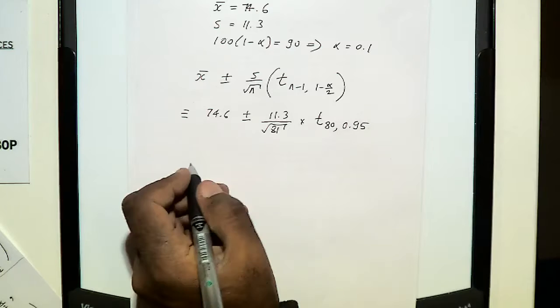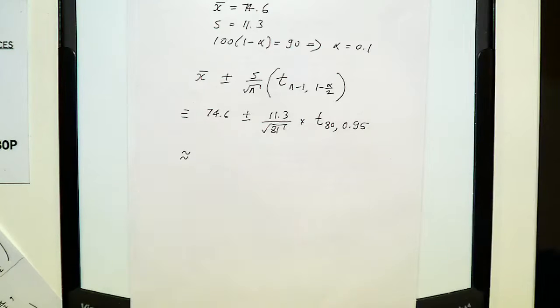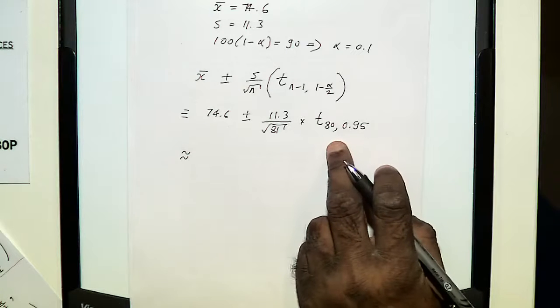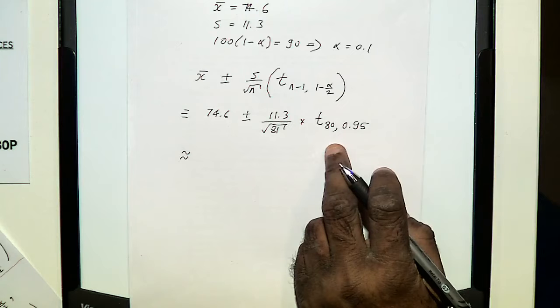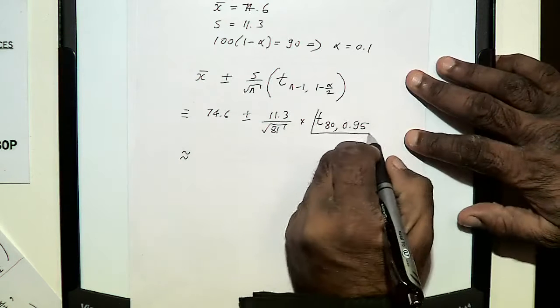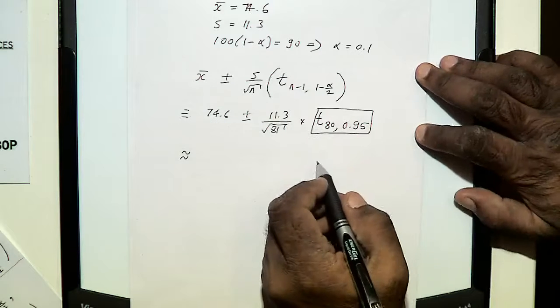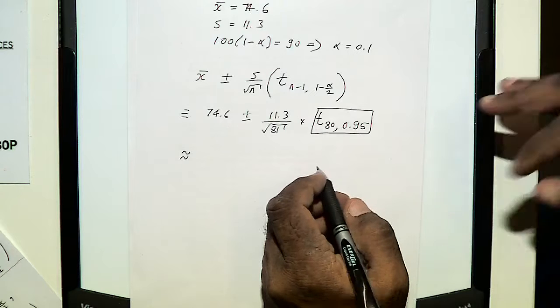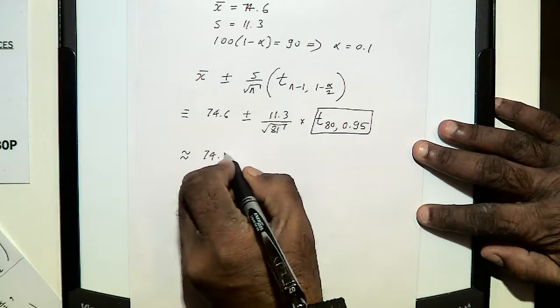Now, one property I mentioned earlier in one of the review sessions a long time ago is that the t random variable approaches the standard normal variable as the degrees of freedom approach infinity. In statistics, anything above 25 we can consider as large. 80 is certainly greater than 25. So in that case, you can approximate the percentile of the t by the percentile of the standard normal. That's what I'm going to do in the next step.